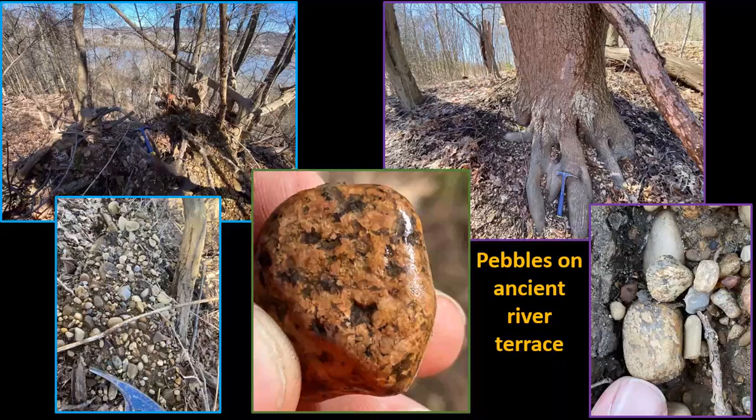And around the roots of these trees, sediment that's been in place for a long time. People haven't moved the sediment there. It's in place. You find lots of rounded pebbles that once were rolled along the bottom of the ancestral Allegheny River. They include rocks like this.